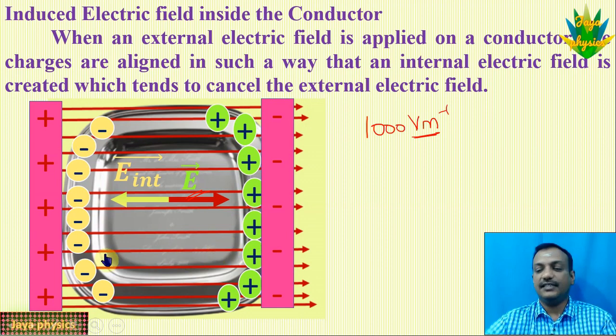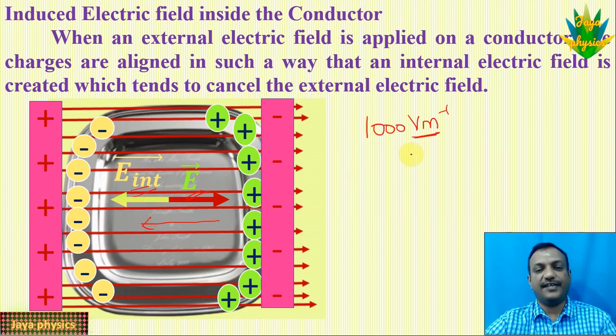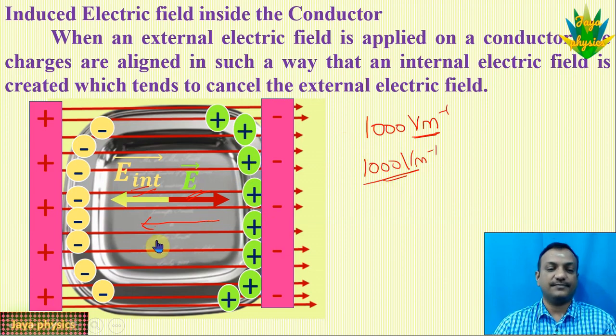So what happens? On one side there are positive charges, on the other side negative charges, so there will be a field between them. That field I will call the internal electric field. The value of the internal electric field will be the same as the applied electric field, 1000 volt meter power minus 1. Is it clear? So that is the property of a conductor.